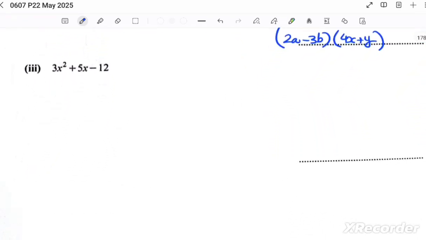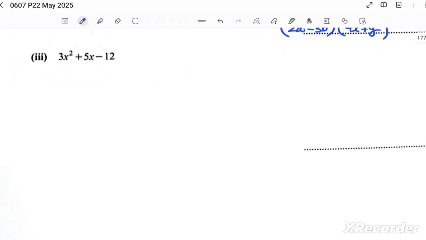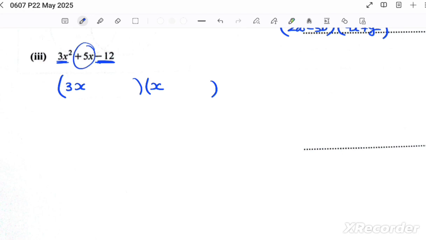Next one. Next one, we need to factorize again. I have 3x squared, which is 3x times x. And the other side, I have minus 12. Okay. Take care that the sum should be plus 5x. So minus 12 itself, it can be like the factors of 12. It can be 1 times 12, 2 times 6, or 3 times 4. Let's try 3 times 4 and see.